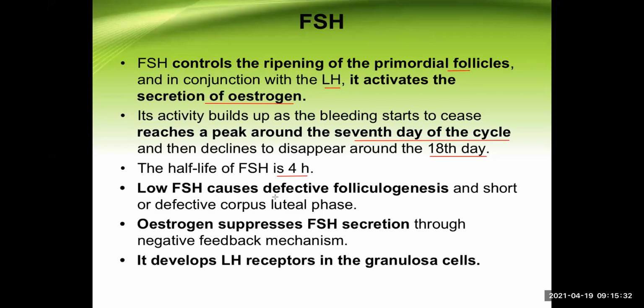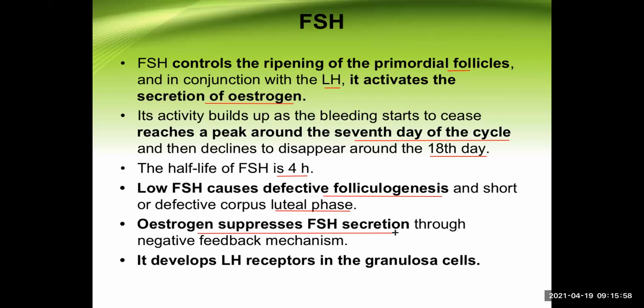Low FSH causes defective folliculogenesis and a short or defective corpus luteal phase. Definitely. Everything is depending on this, isn't it? If the follicle is not mature enough, then corpus luteal development is also a problem, because ovulation will be a problem. Without ovulation, development of corpus luteum may not occur.